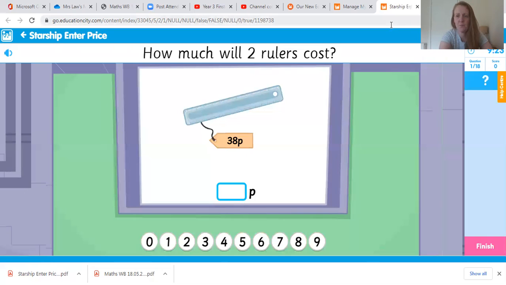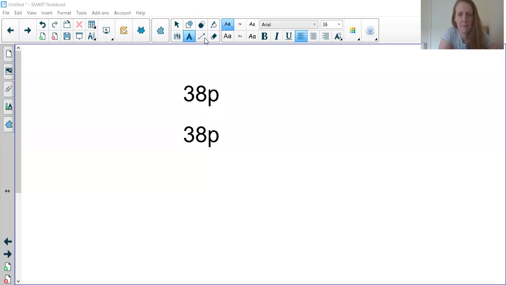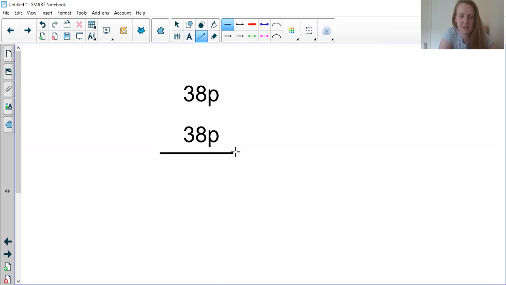Now I can do this with you, because on our screen here, if I do this one with you, then you'll know what to do. So it's 38p, add 38p. That's my first step that I need to do. Oh, I'm probably not showing this screen. Of course I'm not. Let's just double check I'm sharing it. 38p, add 38p. That's the first stage you need to do. And you can just do this on scrap paper if you're going through this activity on Education City, and put my add sign there.